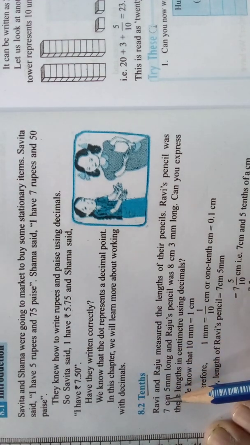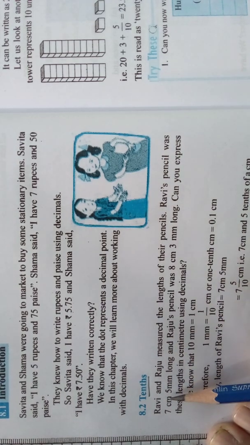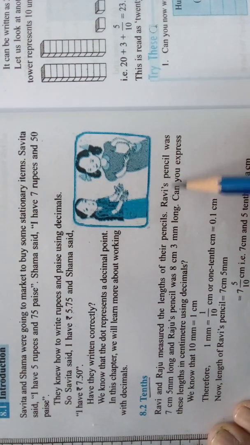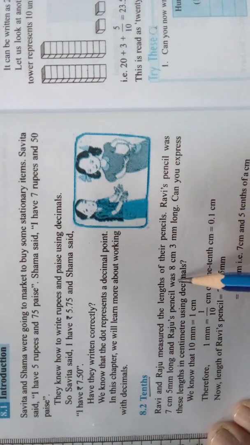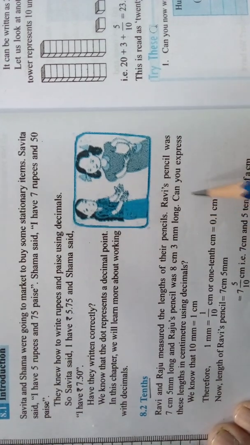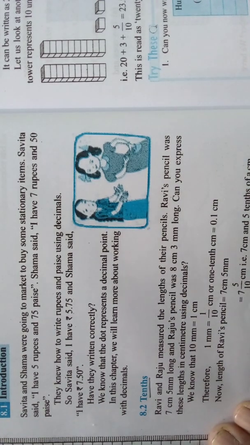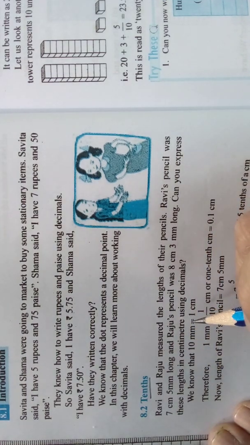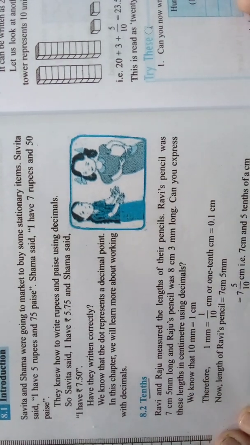Come, we will see that through an example. Ravi and Raju measure the lengths of their pencils. They are different pencils. Ravi's pencil was 7 centimeter 5 millimeter long and Raju's pencil was 8 centimeter 3 millimeter long. Can you express these lengths in centimeter using decimals? That means we want to tell it in centimeter itself, we do not want millimeters. 7 centimeter 5 millimeter, how to make it in centimeter?